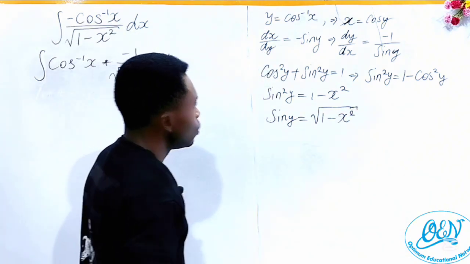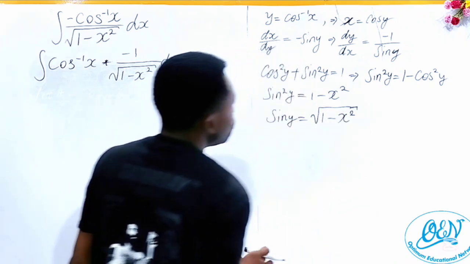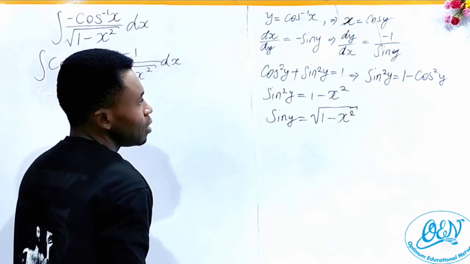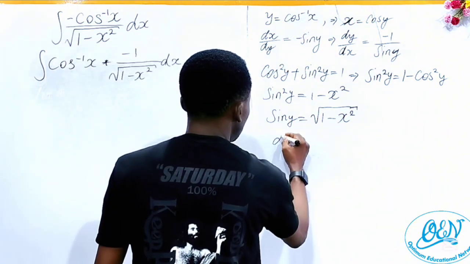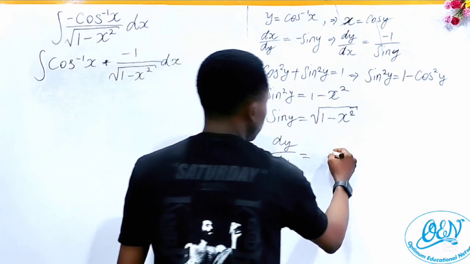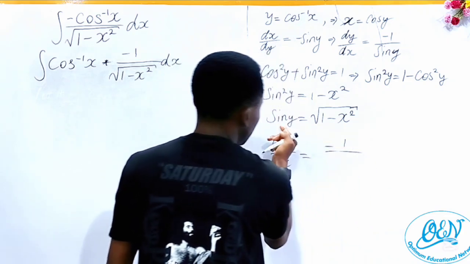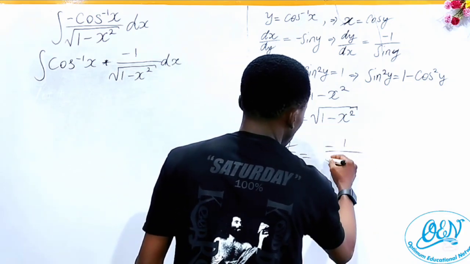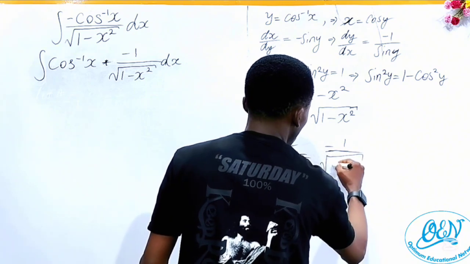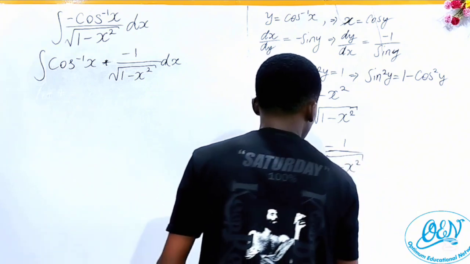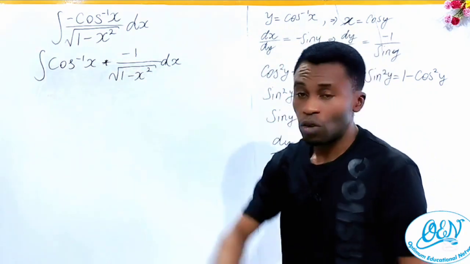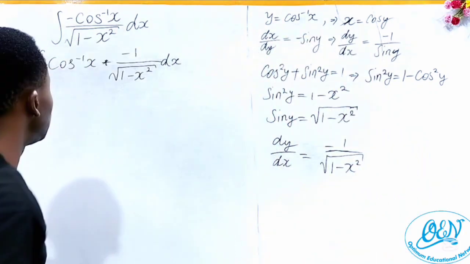That's that. So having this in mind now, we know that dy/dx is equal to minus 1 over sine y. So this derivative boils down to minus 1 over root 1 minus x squared. And this is what we have here. So this is the derivative of this, as we can clearly see.